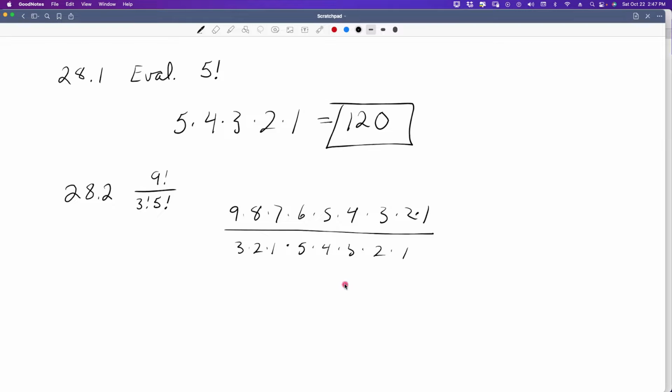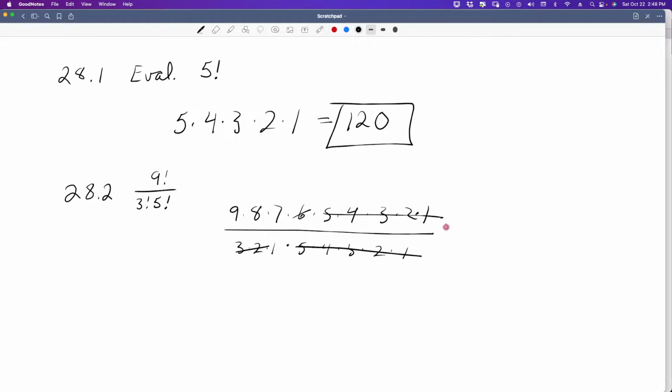So now what do you think we did? If you said factor out or cancel the common factors, you would be right. So this whole string right here, 5, 4, 3, 2, 1, we can factor it out entirely. Those are gone. Now we can look at what's remaining and see if there's anything else that we can factor out. And I know that 3 times 2 is the same as 6, so we can get rid of the 6 as well. So now what we have is 9 times 8 times 7 over 1.